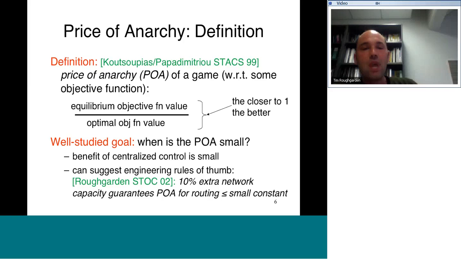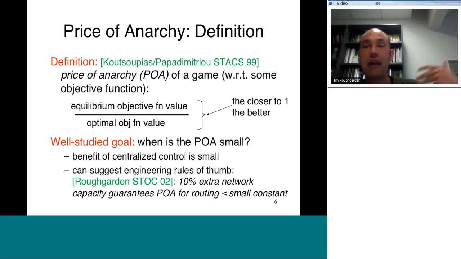And something you can prove is that bounded link utilization in a network guarantees bounded price of anarchy. So for example, if you have a network, and I don't care how big it is, I don't care how complicated it is, I don't care what the traffic matrix is, as long as every link utilization is 90% or less, that's enough to guarantee that the price of anarchy is at most a factor of 2.